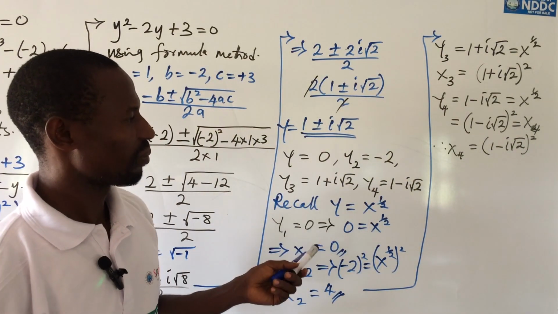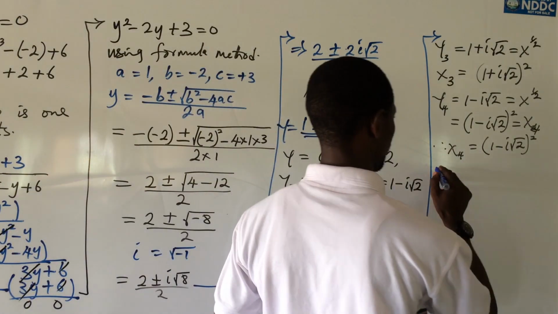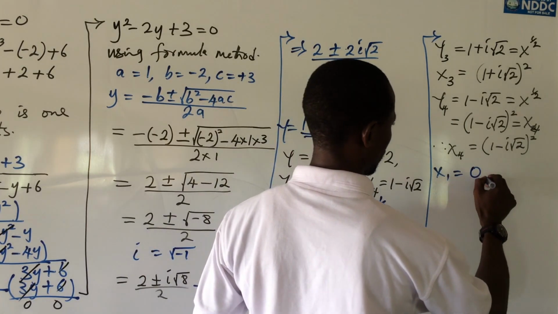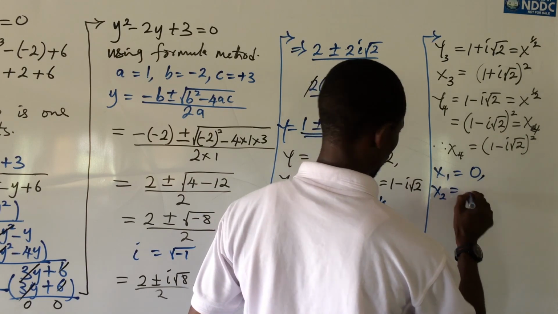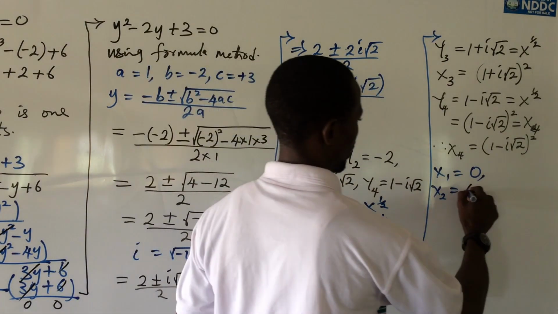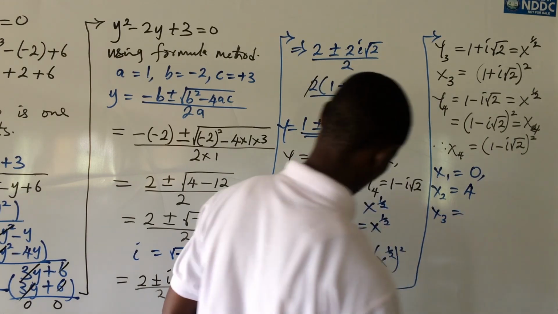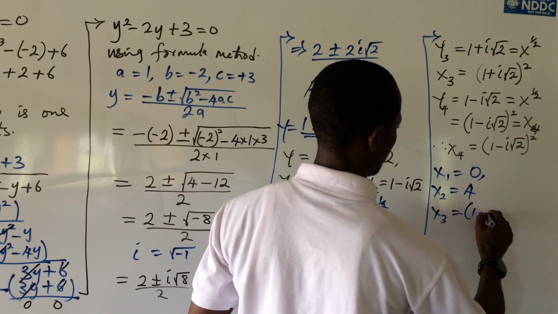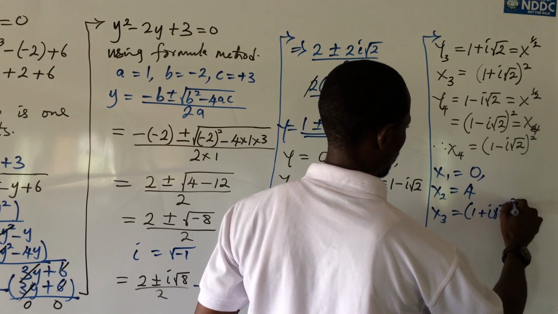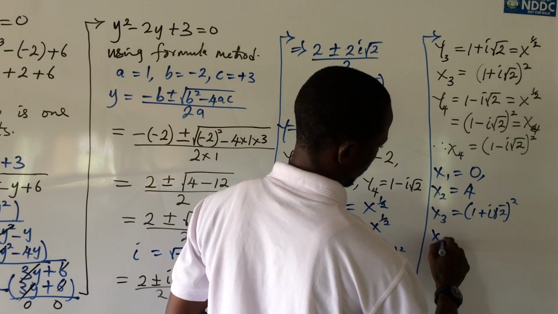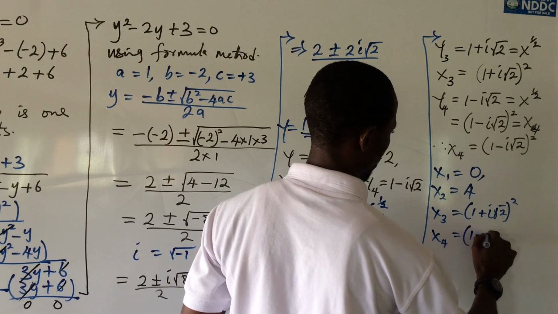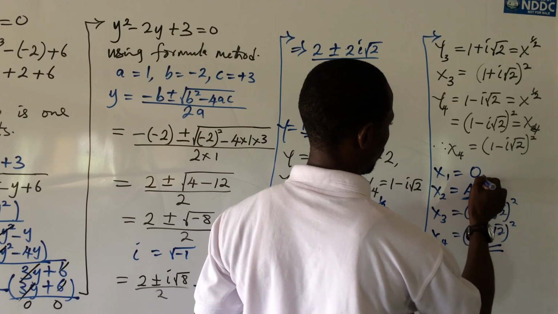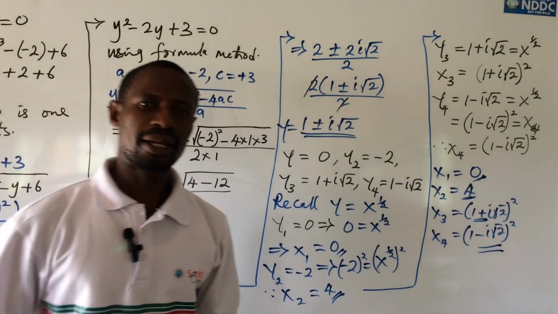Now from here we can bring out all our values. We have x1 equal to 0, x2 equal to 4, x3 equal to 1 plus i root 2 all squared, and x4 equal to bracket 1 minus i root 2 all squared. You can as well factor out or simplify this down, but let's draw the curtain here.